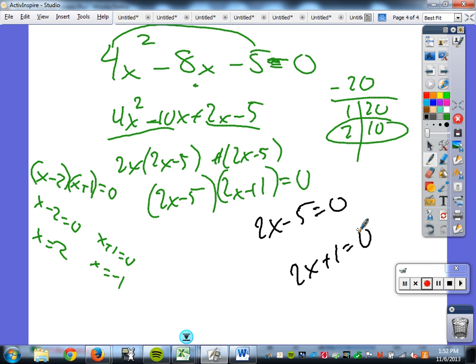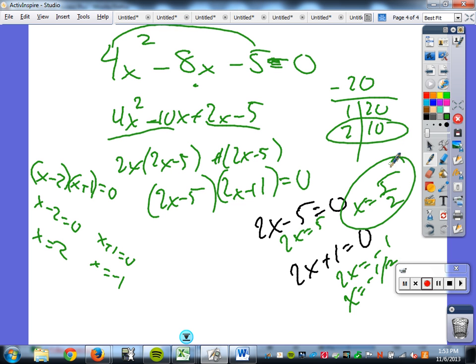So I have the 5. Then what? Divided by 2, so x equals 5 halves. I'm going to show you in proof that that equals 0. How do I get this one? Minus the 1 and then divide by 2. This answer is negative 1 half. Hey, why is that my answer?